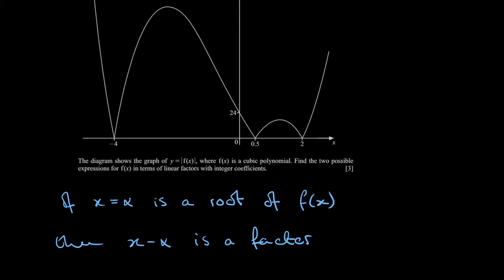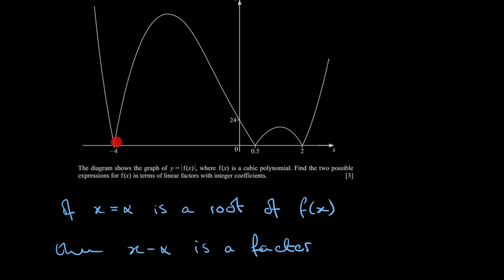So if we look at this graph here, we've got 3 roots. We've got x is equal to negative 4, x is equal to positive a half, and x is equal to positive 2, right? So we can write down the 3 roots. x is equal to negative 4, x is equal to positive a half, and x is equal to positive 2.